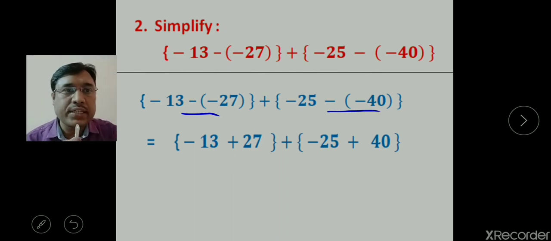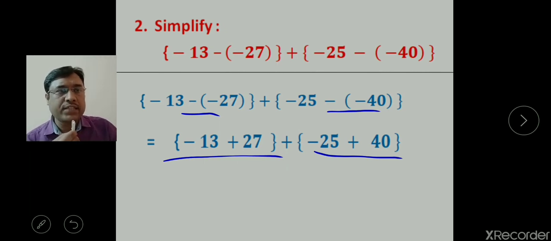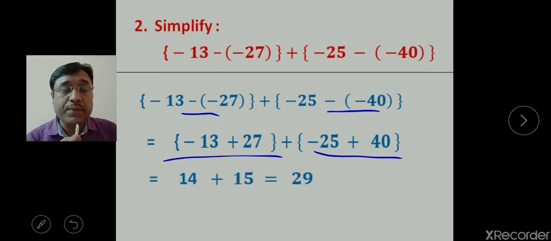So minus 13 plus 27, you will calculate 27 minus 13, which means 14. And this is minus 25 plus 40, which means 15, because we can also write it as 40 minus 25 by changing the order. While changing the order you will not change the sign. The sign of the number will be the same, so you may write 40 minus 25 also. So that will be 14 plus 15, that means the result is 29 here.